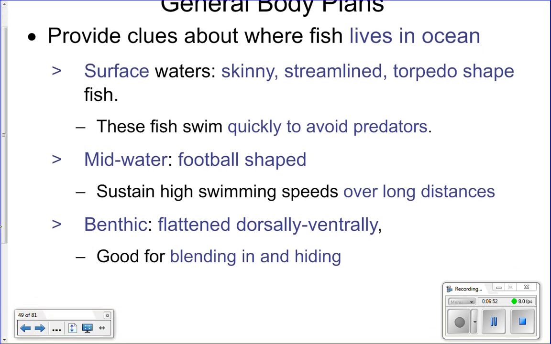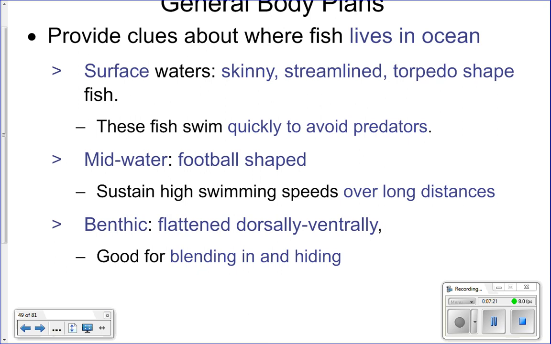Benthic fish that live on the bottom are dorsoventrally flattened. So if you know where the dorsal and the ventral side is, which way do you think it's flattened? Exactly, like this. Okay, so the dorsal and the ventral side, it's flattened this way. They're flattened so that when they live on the bottom, it helps them to blend in to the bottom. Okay, so they're flattened dorsoventrally.